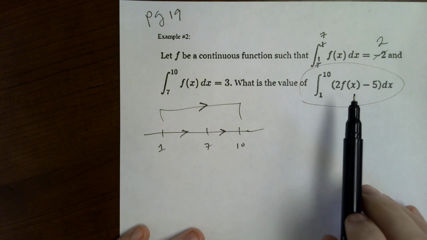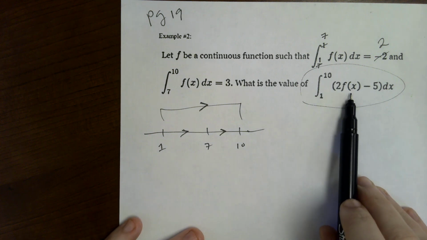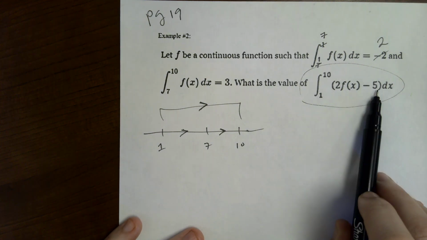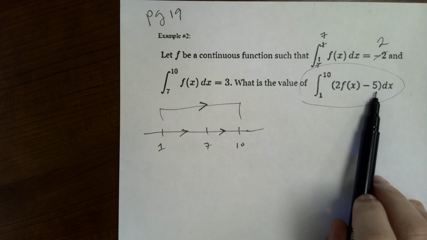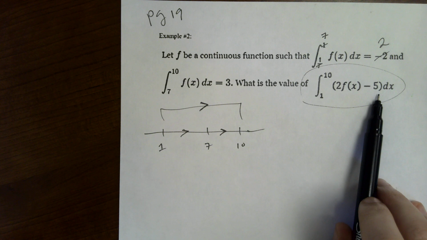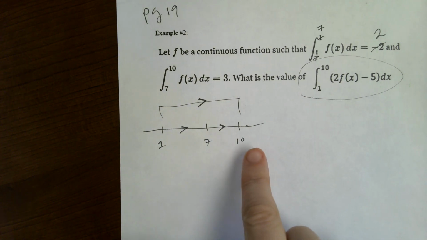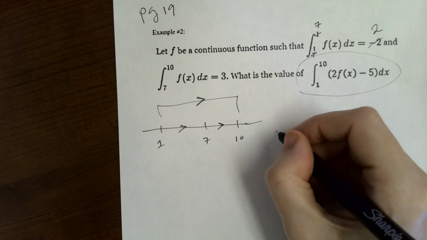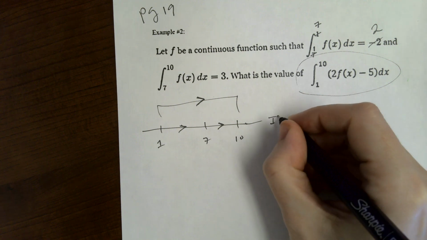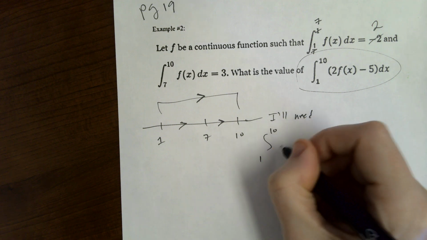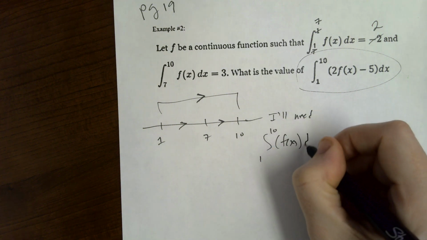Guys, I'm just looking at this. I see that I'm going to break this up. This has 2 terms. I'm going to end up breaking them up. And ultimately, I'm going to need to know the integral from 1 to 10 of f of x. I'm going to need to have that piece of information. So let me set that up with notation. So I'll need the integral from 1 to 10 of f of x.